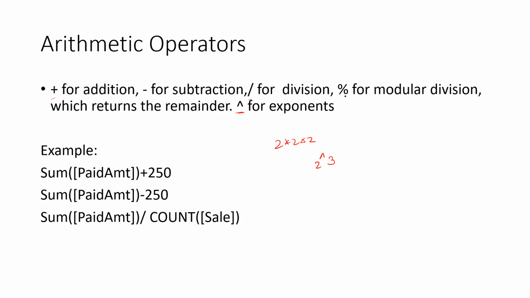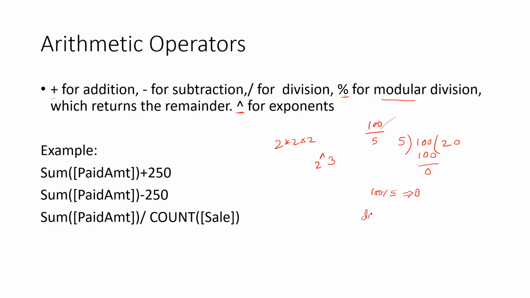So this is my modular division. For example, if I want to divide 100 by, let's say, 5, so what would be my modular? 100 divided by 5, it will be 20, right? 5 times 20 gives 100. So my modular percentage will be 0. So if we give 100 percentage 5, this will give me 0 as the result. So this is my modular operator.